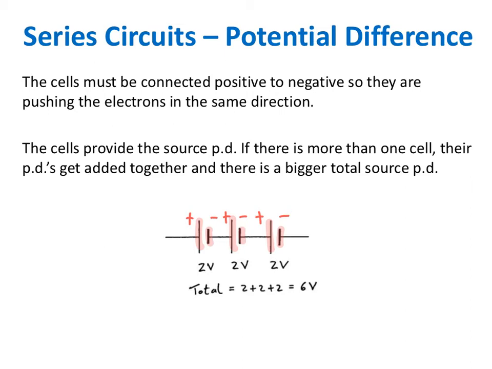If you've got more than one cell, then the total potential difference will be the potential difference of each of those individual cells added up together. So the cells that we have at the bottom here, they're all 2 volts, and so they all add up together to give a total potential difference of 6 volts.